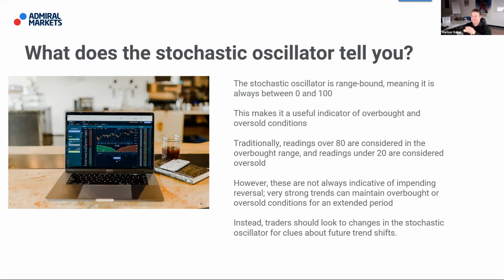Ronald, I love you. You're really right. But I guess the other guys are fighting with it. Okay, just a sec. Come on, guys. Which is the most important word in the sentence? I repeat it again: however, these are not always indicative of impending reversals. Very strong trends can maintain overbought or oversold conditions for an extended period. Type it in the chat box, please, right now. I will give you a chocolate. Ronald, I have a chocolate for you. America, great. Yeah. Period is not it, unfortunately, but I have a chocolate for you.